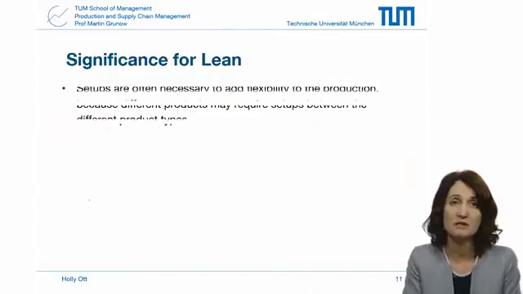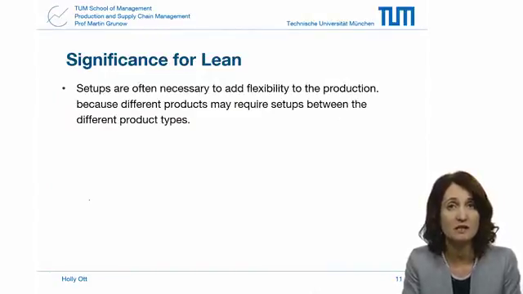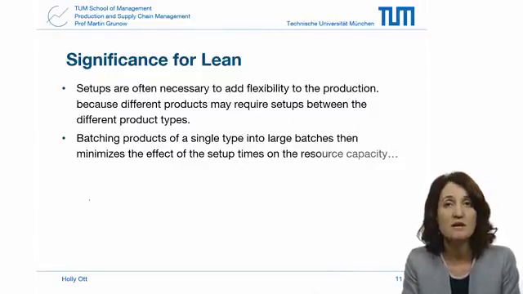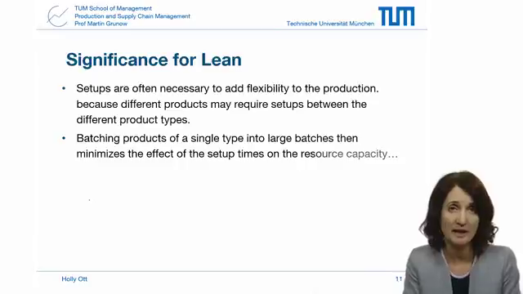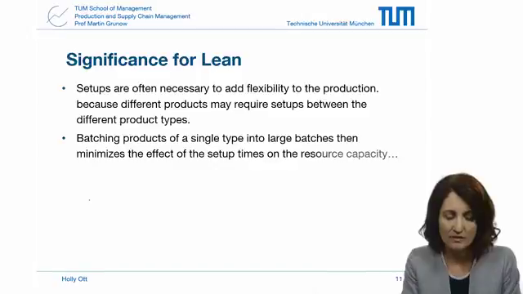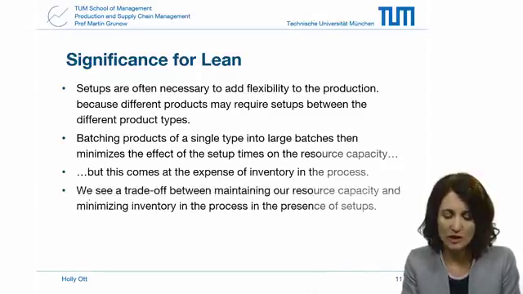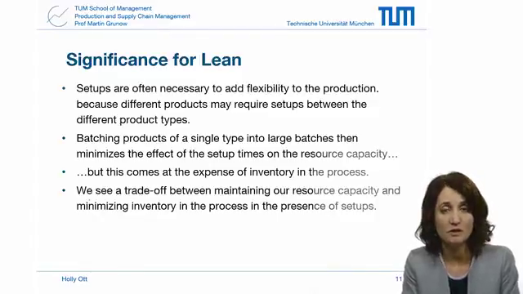The significance here is that setups are often necessary to add flexibility to the production, because different products may require setups between different product types. And batching products of a single type into large batches is going to minimize the effect of the setup times on the resource capacity. And we looked at that with our windmill example, with our propeller example. However, this batching comes at the expense of inventory in the process. We see a trade-off between maintaining our resource capacity and minimizing inventory in the presence of setups.